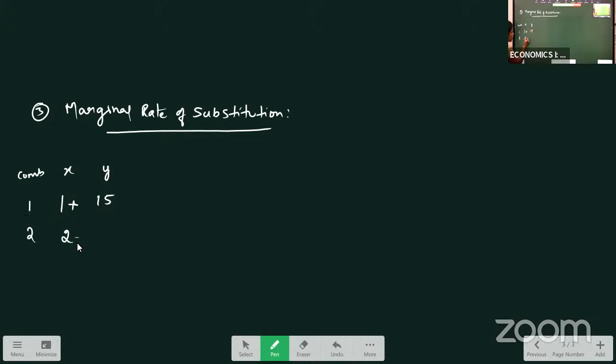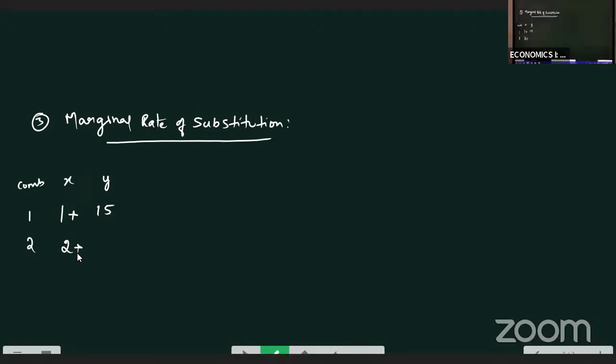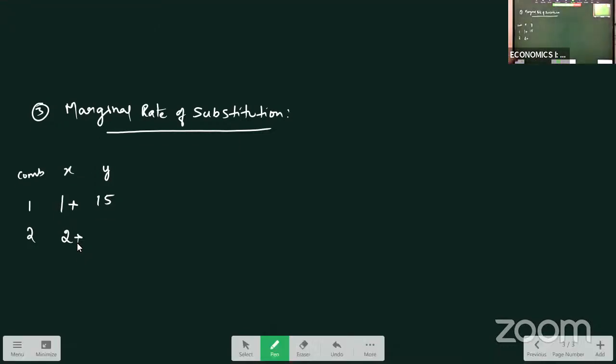Second combination: I increase X, and when I increase X, I should decrease my Y. Because if I increase both, my satisfaction will increase, but that will not come within my budget. I cannot increase both of the commodities. So I will decrease Y and I will increase X. So in the next combination, I reduced Y to 11 because I increased X.